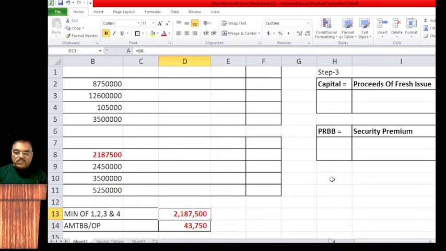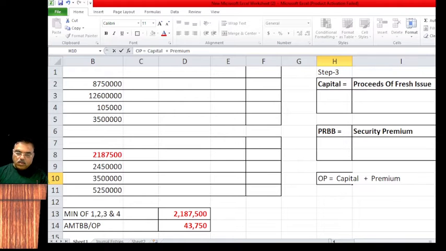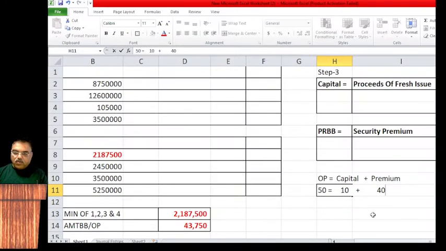Now in the third step, first of all you have to divide the offer price into two parts. What are the two parts? The offer price is divided into capital plus premium. So your offer price is 50. Okay, so 50 will be divided into capital and premium. How much is the capital per share? 10 rupees is the capital, and the remaining 40 rupees is nothing but your premium.